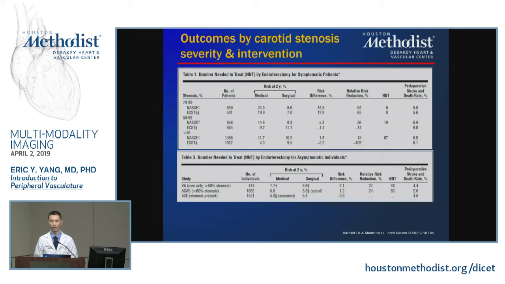Using the NASCET criteria, when one has significant disease and symptoms, it's very clear that these patients should be treated. This is a JAMA article combining the various carotid intervention trials, showing that the number needed to treat once you're over 50% and have symptoms is very low, less than 20. But when it comes to patients who are asymptomatic, and that was shown in the ACAS and VA studies, this was very controversial, that the number needed to treat is much, much higher. And so that's a discussion that has to take place between the patient and the physicians, of course.